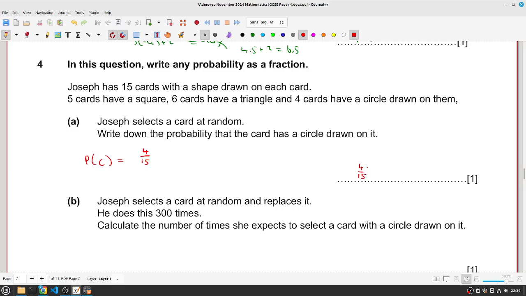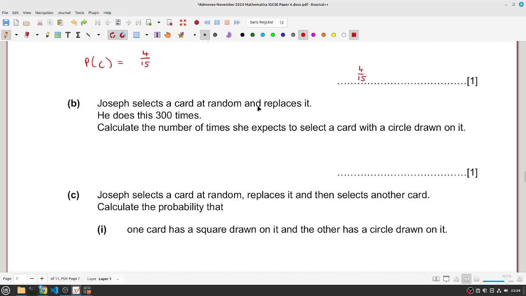And remember to simplify your answer. It's silly to lose a mark if you don't simplify your answer. In this case, it's already simplified from the beginning. But let's say it was 5 over 15. If you had this, you would have had to simplify it to 1 over 3. Otherwise, you would not get your mark. So remember to simplify. Always simplify all the answers. Okay.